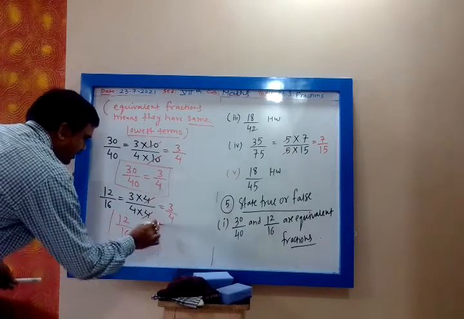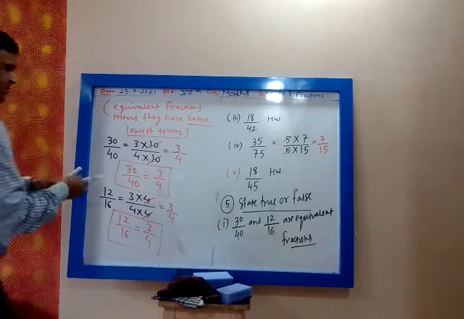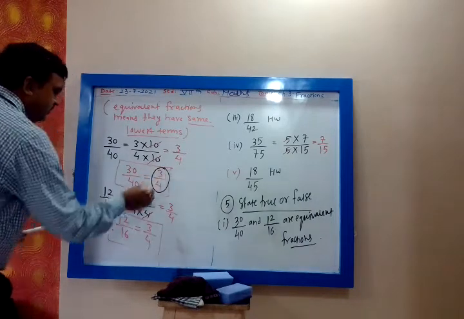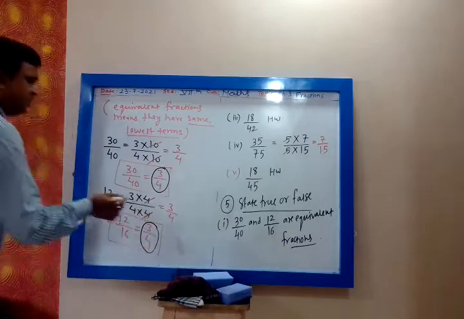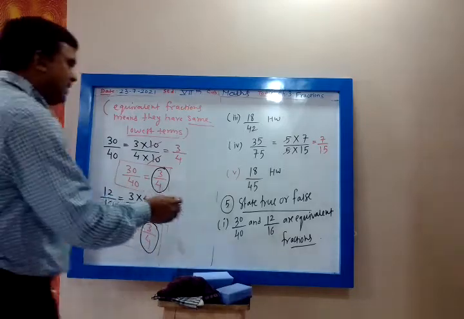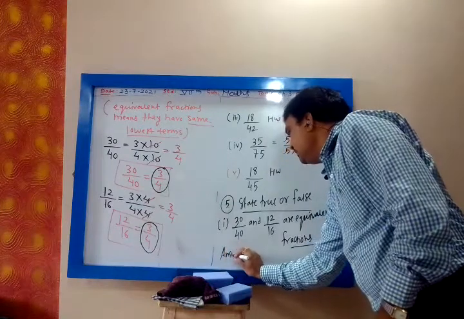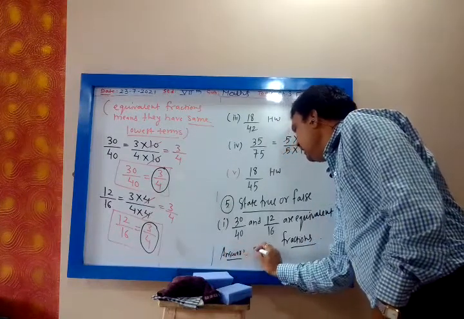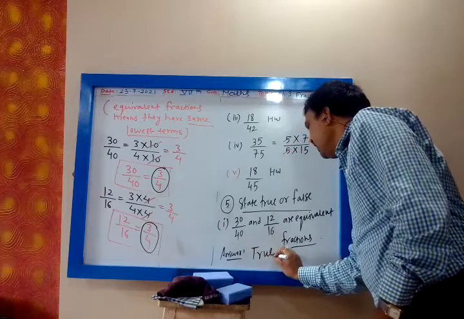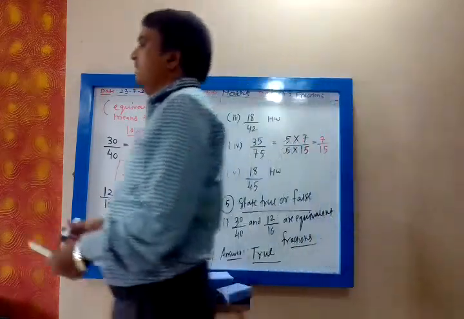Now you check whether the lowest terms are equal. What is the lowest term? 3 by 4. What is the lowest term? 3 by 4. They are equal. So the answer will be true. They are equivalent. And this is the reason.